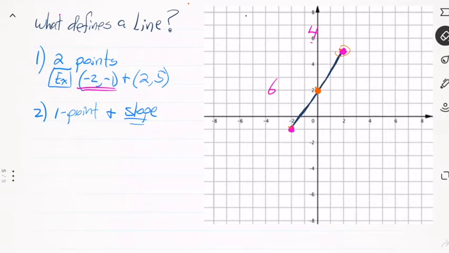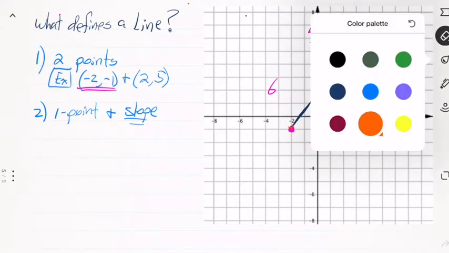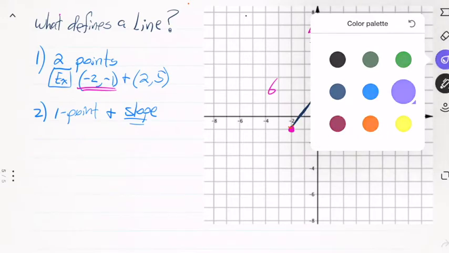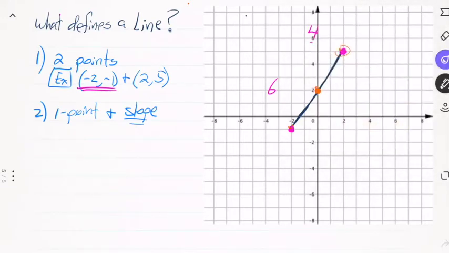So we could go up 6 and over 4, or we can go up 3 and over 2. What if I went up, let's do it in purple, 1.5? So I would go 1 and then a half. Now that would be a fourth of 6. We're cutting it in half twice. So if I cut 4 in half, that gets me 2, and if I cut 2 in half, that gets me 1. And if I go 1 to the right, I'm on the graph again.